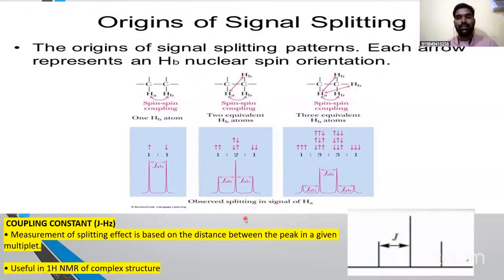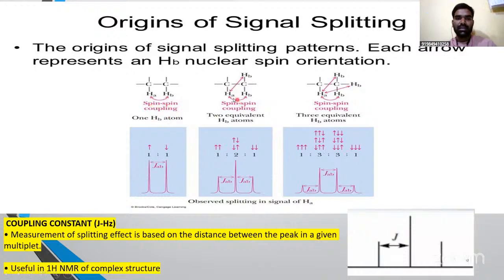These are the origins of signal splitting patterns. Each arrow represents an Hb nuclear spin orientation. So here Ha to Hb, Hb to Ha, that is spin coupling can occur.